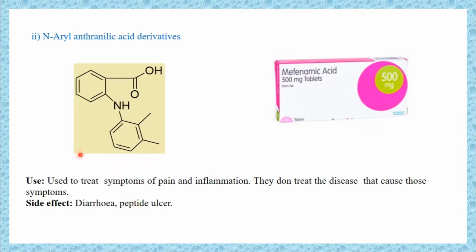So this is about the second class, N-aryl anthranilic acid derivatives. Under this class we took the example of mefenamic acid, which is used for the treatment of symptoms of pain and inflammation. It doesn't treat the disease that causes those symptoms, and the side effects are diarrhea and peptic ulcer. This is all about the second class.